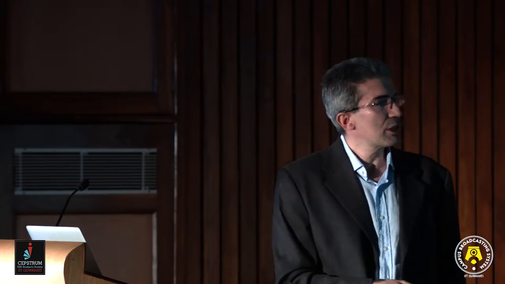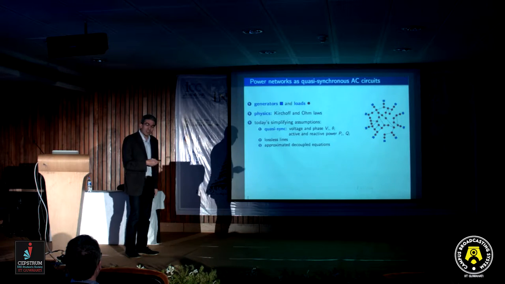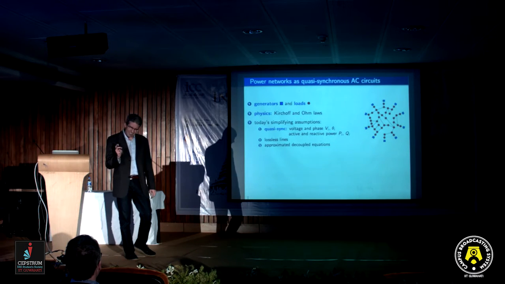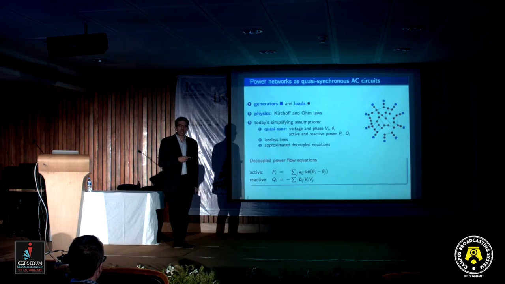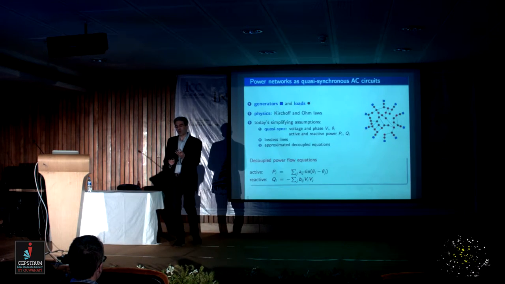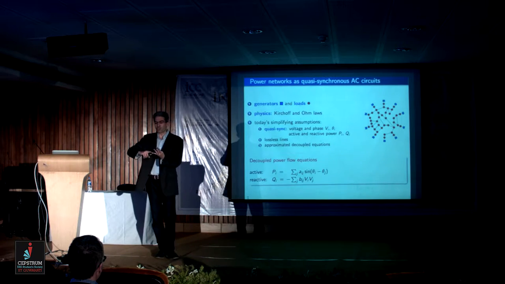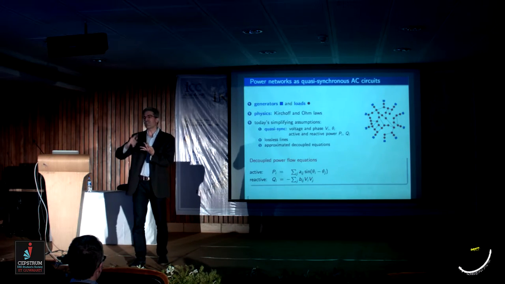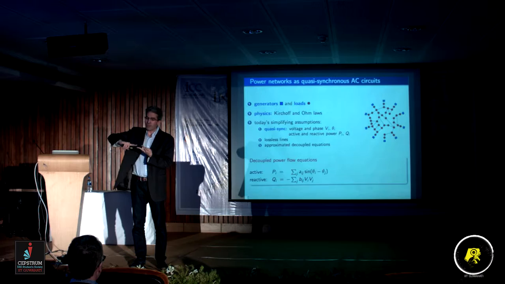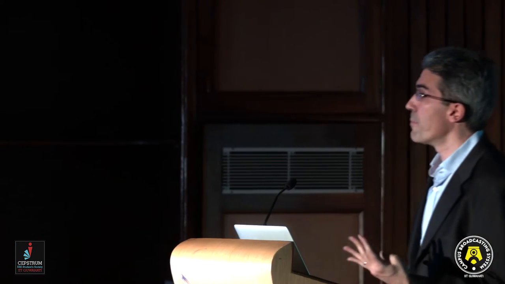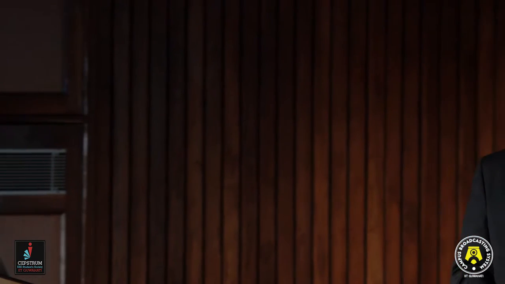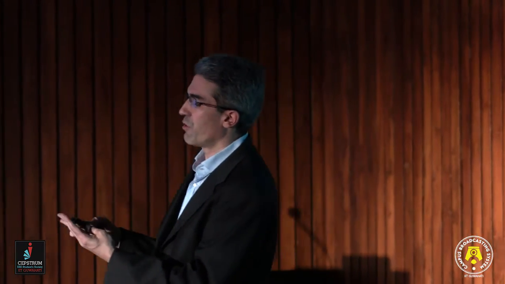Now, I'm going to assume lossless lines, and I will look at the coupled power flow equation. In a first approximation, first of all, let's step back. At each node, there are four variables, because at each node you have the magnitude and the phase of the voltage, and then you have an injection of active and reactive power. So there are four variables at each node. How do you determine the four variables?